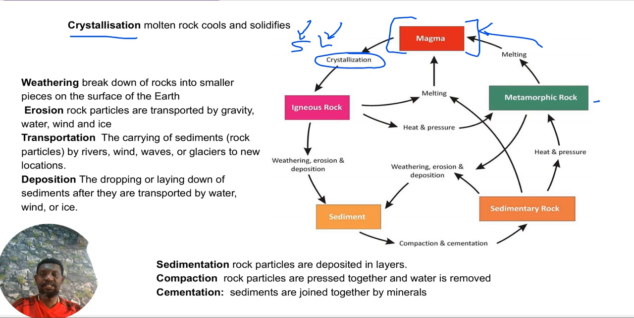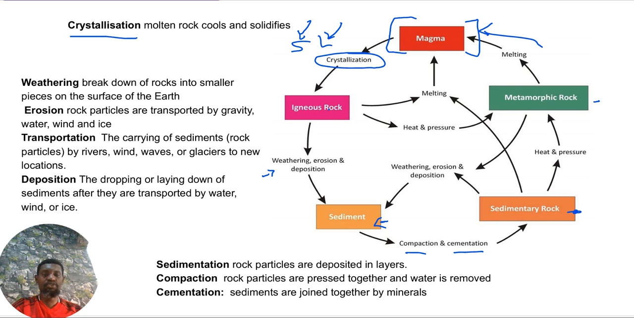So this igneous rock itself can undergo weathering, erosion, and deposition, which is one of the major criteria for formation of sedimentary rocks. Metamorphic rock too can undergo weathering, erosion, and deposition, and other sedimentary rock can also be weathered. All these processes lead to the formation of sediment, and once the sediment gets compacted and cemented, it gives rise to sedimentary rocks.